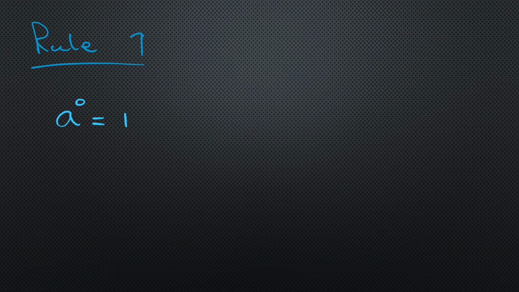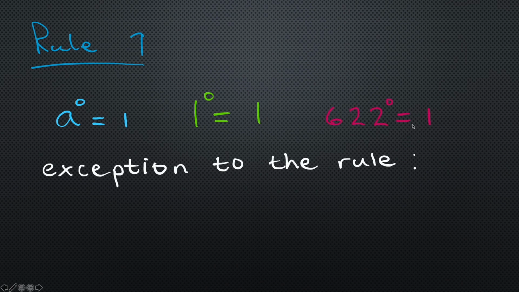So this is quite a simple rule. 1 to the power of 0 is 1. 622 to the power of 0 is 1. So every time you get that, just remember it's always 1. Anything to the power of 0 is 1.